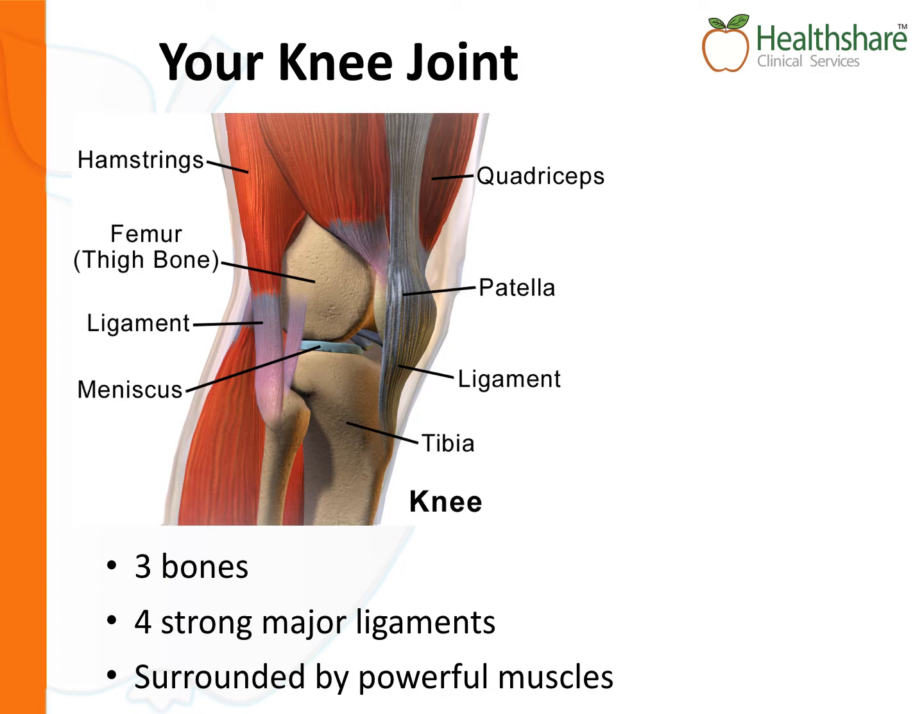So your knee consists of three bones. We've got your femur, which is your thigh bone, and the tibia and the fibula, which make up your shin. And these are attached together by four strong major ligaments. So we've got your cruciate ligaments and your collateral ligaments.